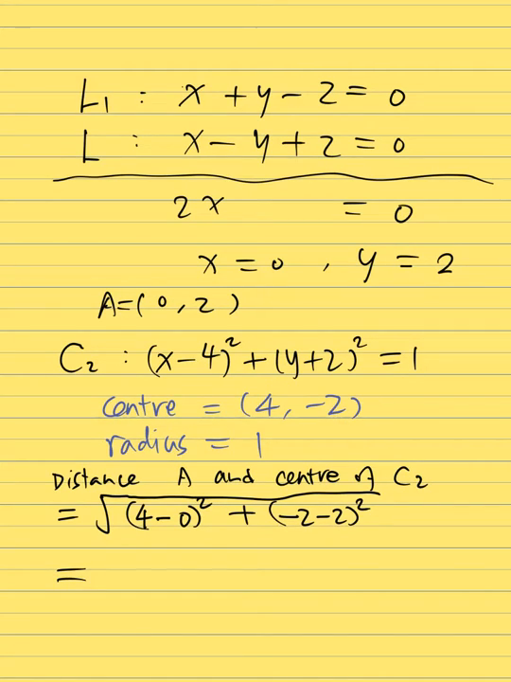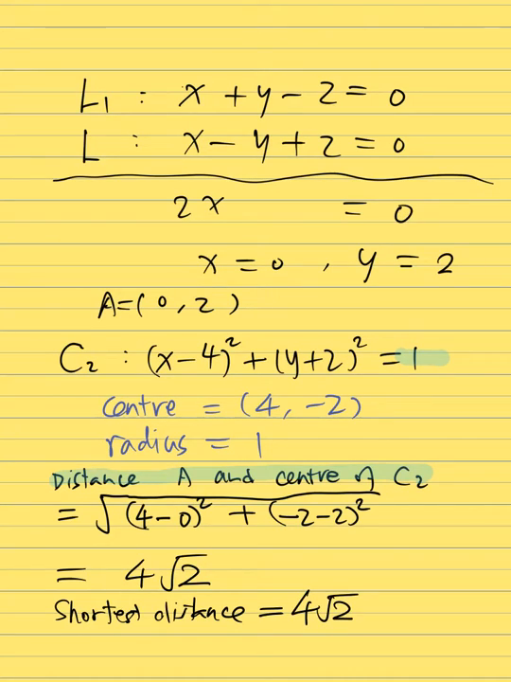So the answer is 4 times square root of 2. And finally, the shortest distance, as said, is just the difference between the distance between A and the center of C2 and the radius, and therefore the answer is 4 square root 2 minus 1. Okay, that's the answer. You like it? You may try by yourself.